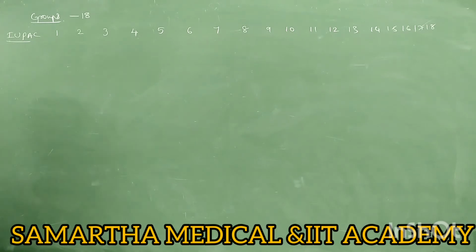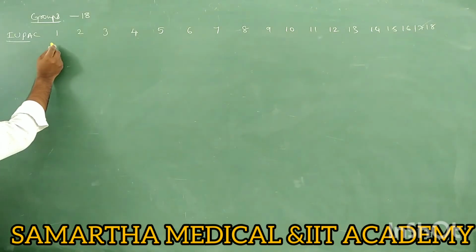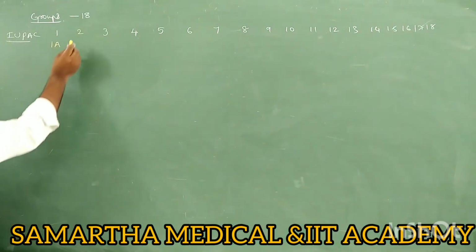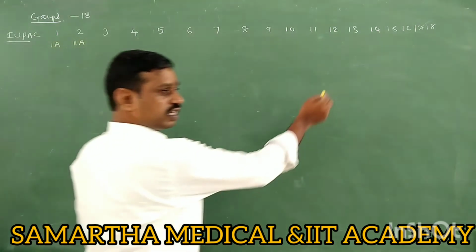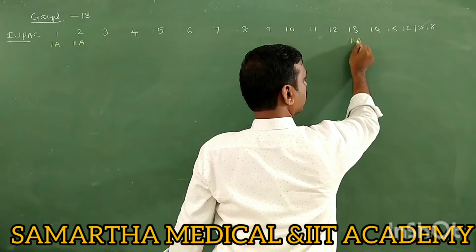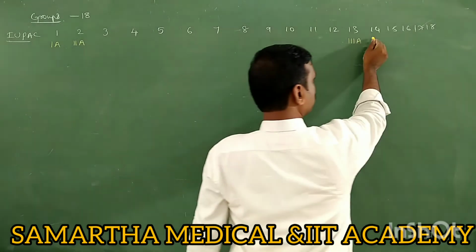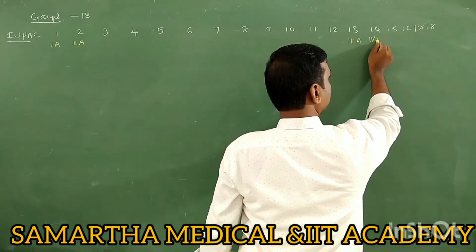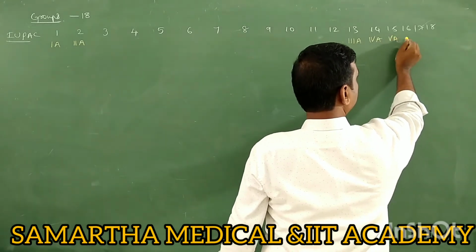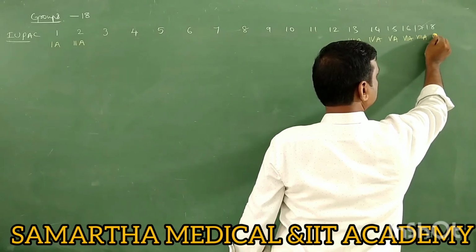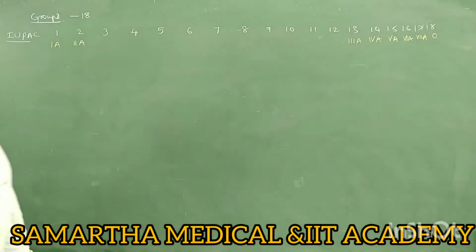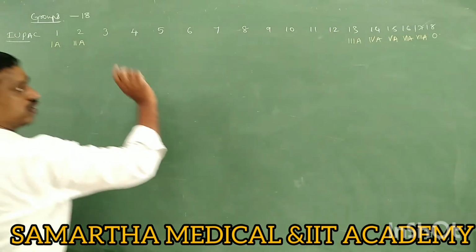Okay. This is according to the IUPAC classification, but there is an old classification also. According to the old classification, the first group is called 1A, the second group is called 2A. The 13th group is called 3A, and the 14th group is 4A, then 5A, 6A, 7A. This is the zero group.